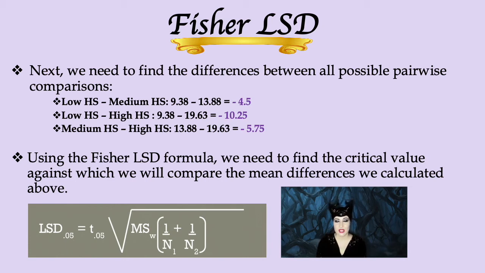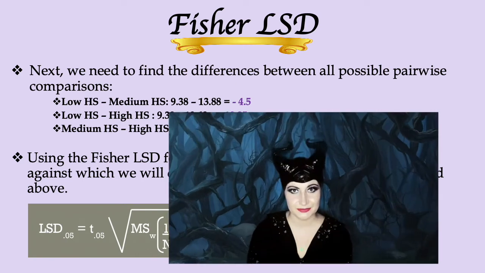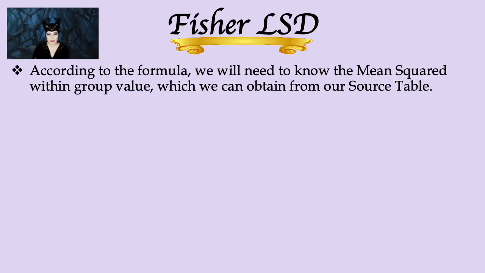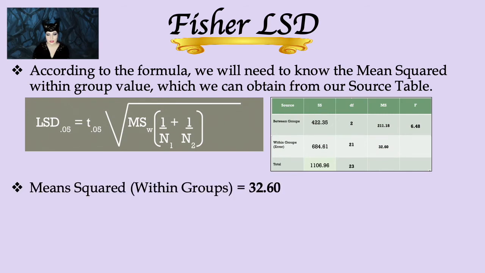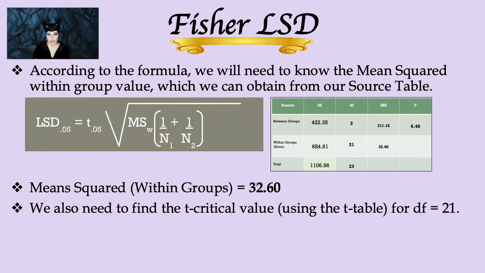In our case, we have equal sample size and each group had 8 participants. So according to the formula, we will need to know the mean squared within group value, which we can obtain from our source table. We can see that that value is 32.60. We also need to find the t critical value using the t table for degrees of freedom of 21. So we basically are going to use the mean squared within value and the degrees of freedom within value.